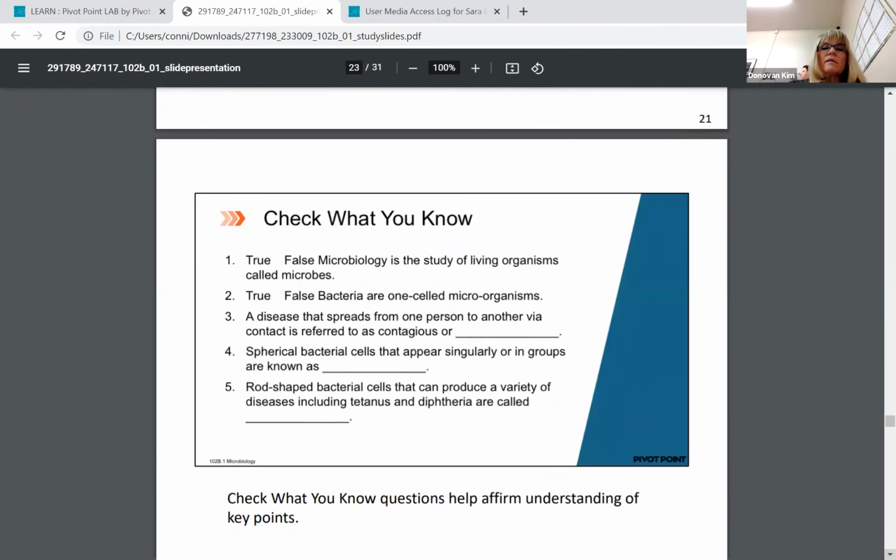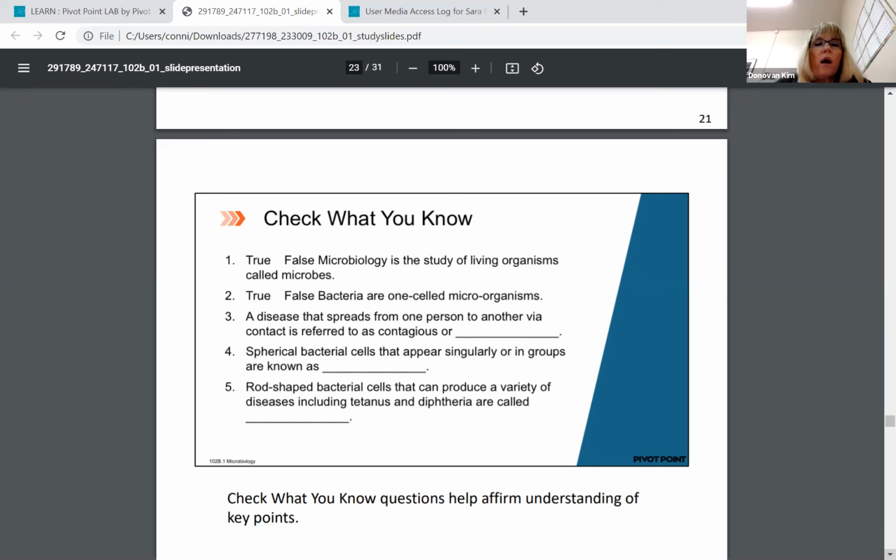So true or false, microbiology is the study of living organisms called microbes. What do you think, Ruben? You think that's true or false? False. Okay, I think you're right. True or false? Bacteria are one-celled microorganisms. What do you think, Nick? True? Yeah, I think it's true too.